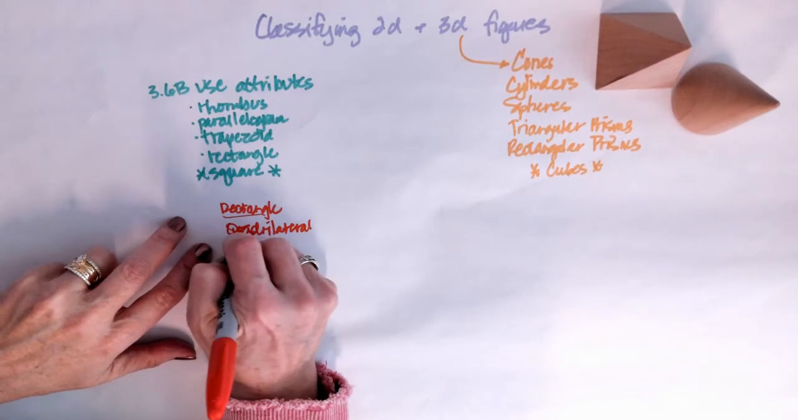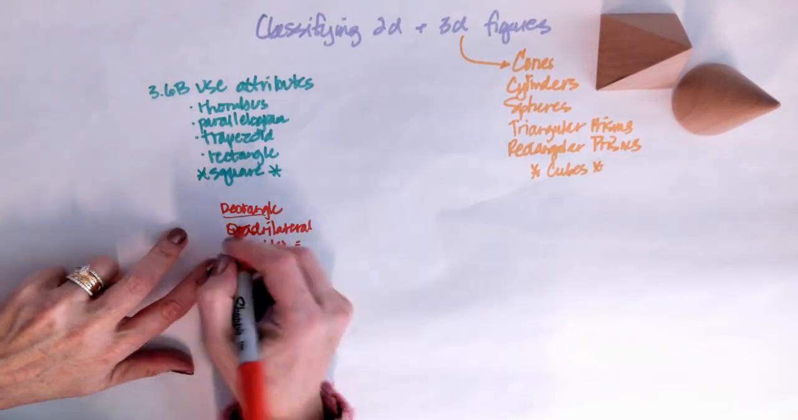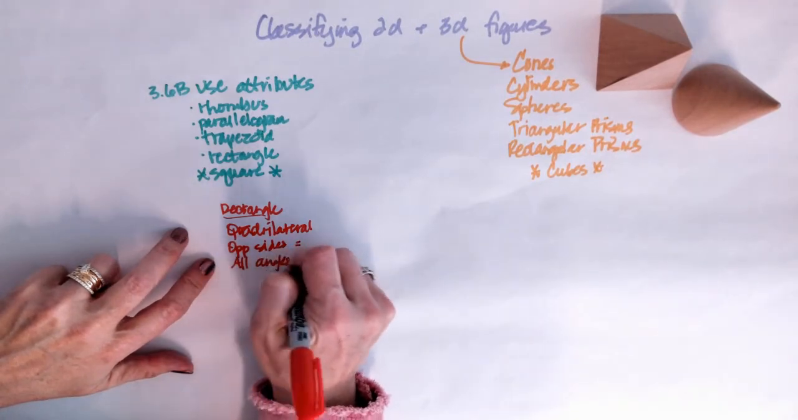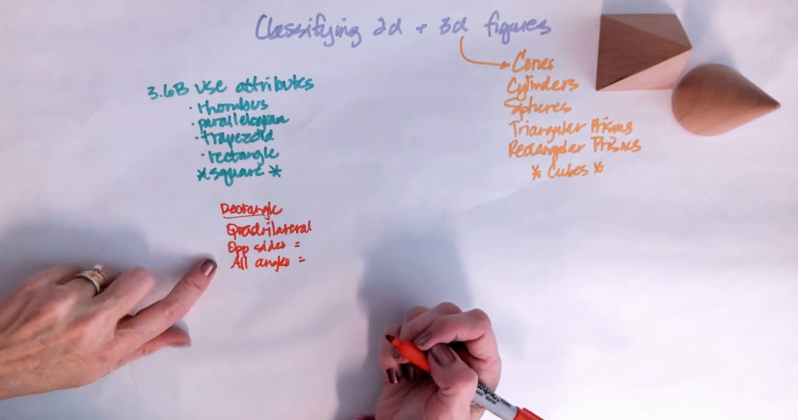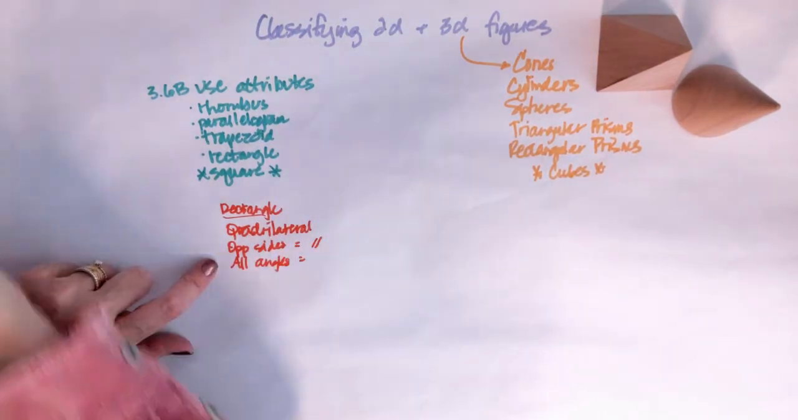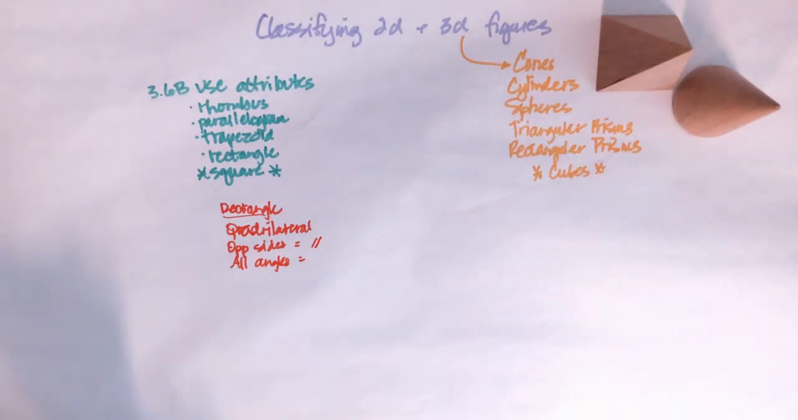We know opposite sides, and I'm going to abbreviate, are equal. We know all angles are equal. They're all right angles. They're all 90 degrees. And we know opposite sides are parallel. So let's think about a square. What of these attributes does a square also have?